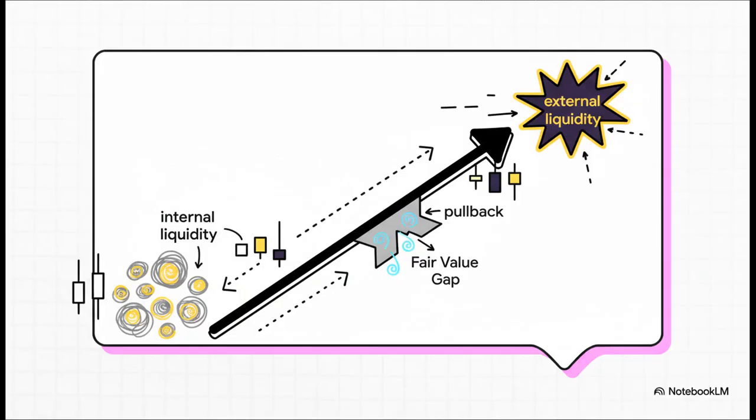And this is the golden rule, the one thing you really need to remember. Price moves from internal to external. It will pull back into a fair value gap to take internal liquidity. That's it gathering fuel, and once it's gassed up, it launches towards its real objective, the external liquidity at an old high or low. That is the fundamental rhythm of how price gets delivered.